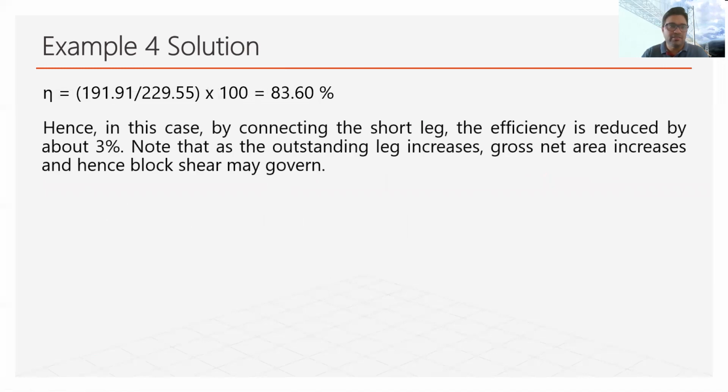So we can write here, hence in this case by connecting the short leg, the efficiency is reduced by 3%. Also note that as the outstanding leg increases, gross net area increases, and hence the block shear may govern. As the length of outstanding leg will be more, the shear lag effect will be higher. So this is the conclusion of this problem.